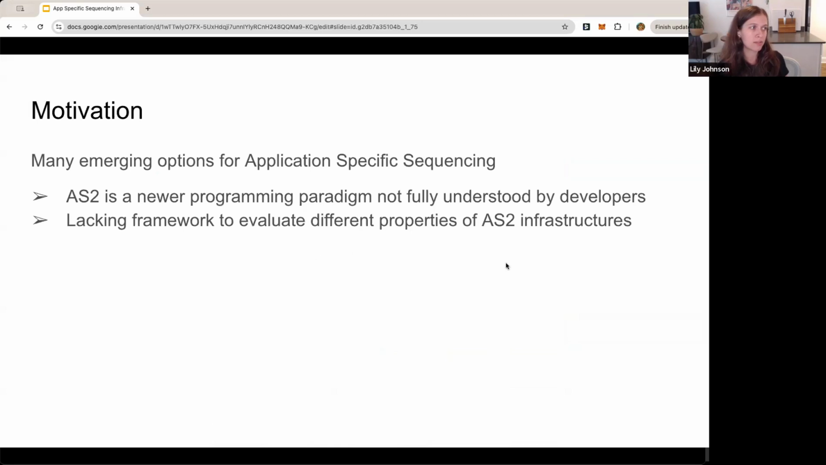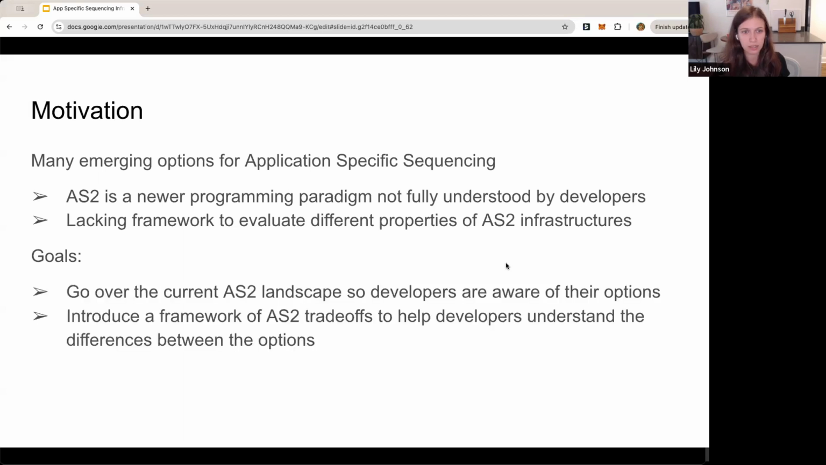The main motivation of this talk is that there are many emerging options for application-specific sequencing, but it's a newer programming paradigm and it's not yet fully understood by developers. We're lacking a framework to help developers evaluate the different properties of application-specific sequencing infrastructure. So the main goal of this talk is to go over the current application-specific sequencing landscape, so developers are aware of the options if they're trying to write new apps, and also to introduce a framework to evaluate these different infrastructures, as a communication tool with users and developers.